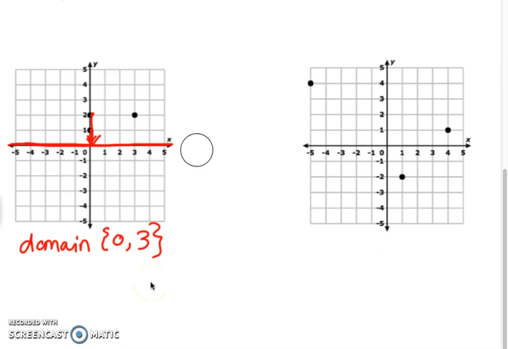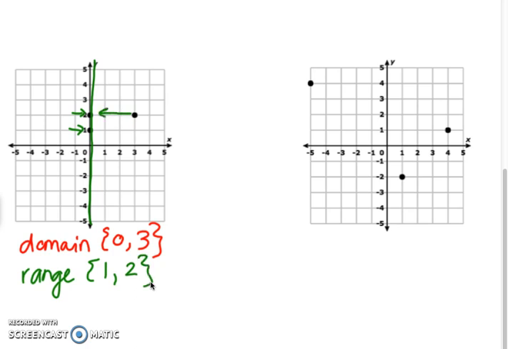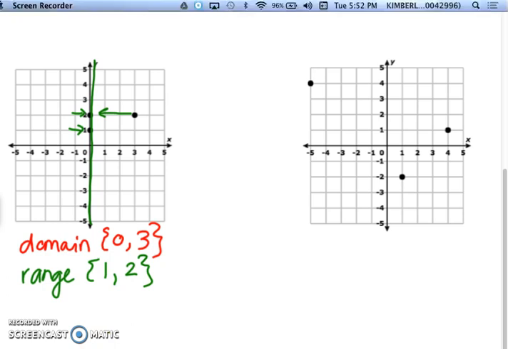For the range, what you're going to do is see what number on this y-axis it hits. So that point hit at a 1. So I'm going to start at a 1. This point hit on a 2. And then this point also hit on a 2. So I'm just going to stop there, with my range being 1 and a 2.